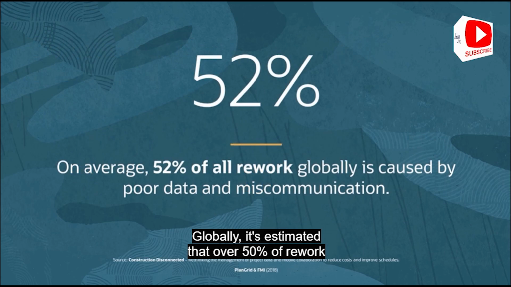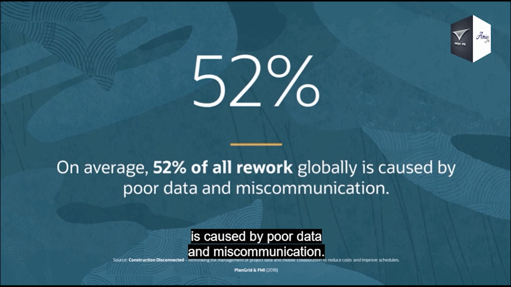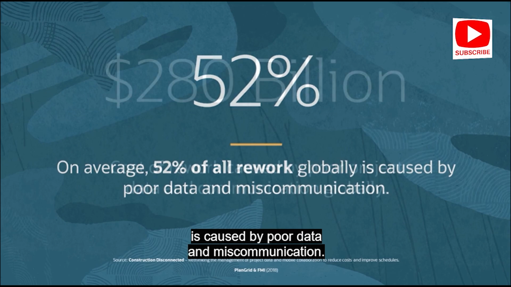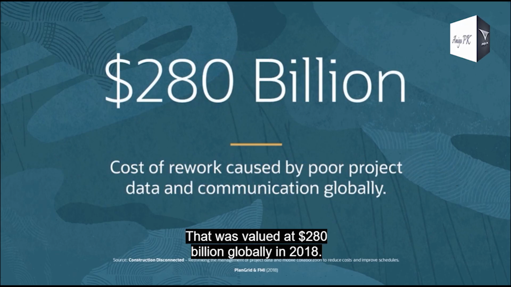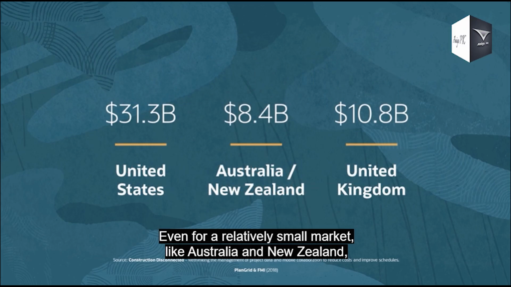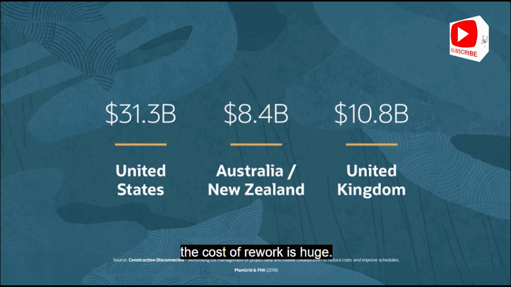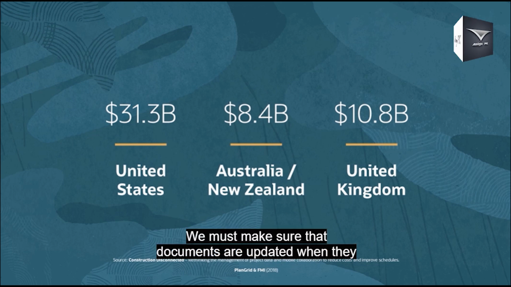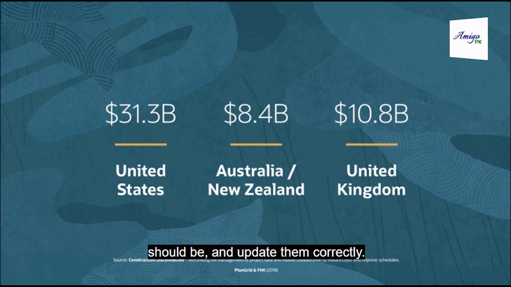Globally, it's estimated that over 50% of rework is caused by poor data and miscommunication. That was valued at $280 billion globally in 2018. Even for a relatively small market like Australia and New Zealand, the cost of rework is huge. We must make sure that documents are updated when they should be and update them correctly.